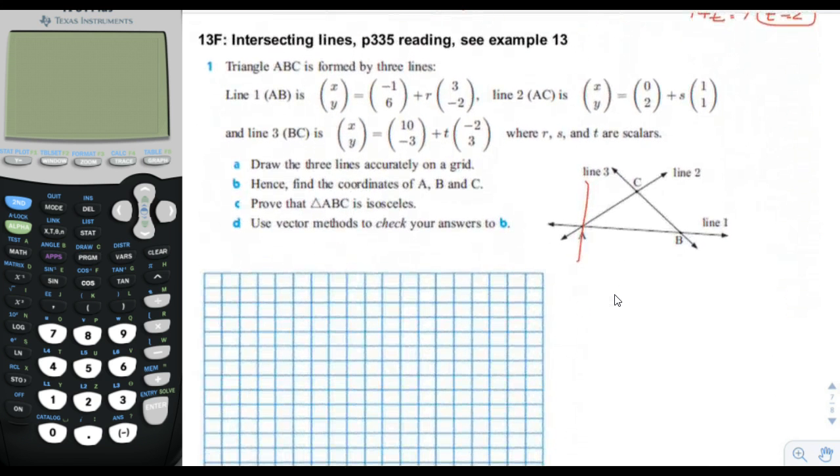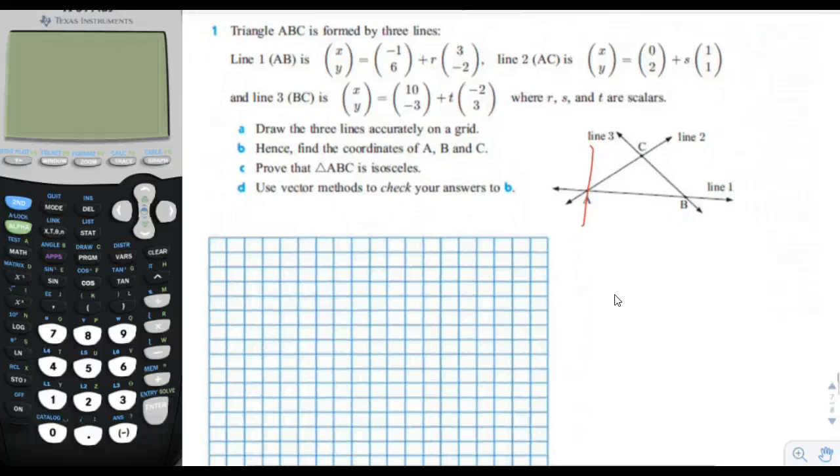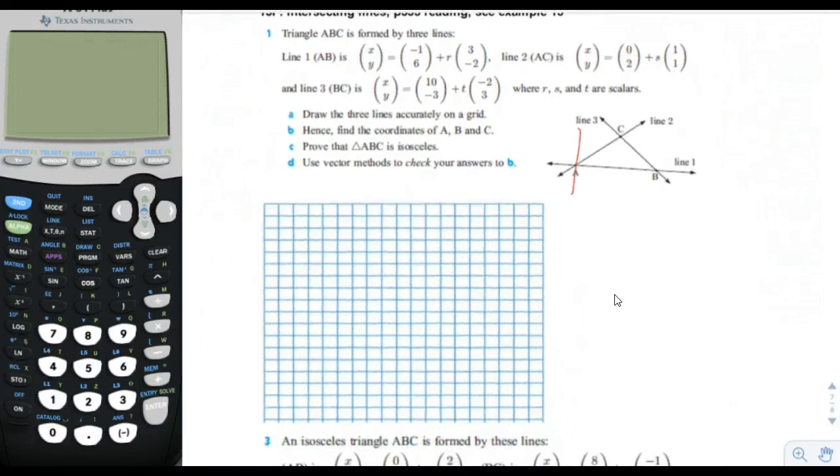13F, Intersecting Lines, page 335 reading. Okay. Triangle ABC is formed by 3 lines. Line 1 is, and then it gives it, line 2 is this, line 3 is that, where R, S, and T are scalars. Draw the 3 lines accurately on a grid. Let's see. This is going to be a challenge. Let's try it.